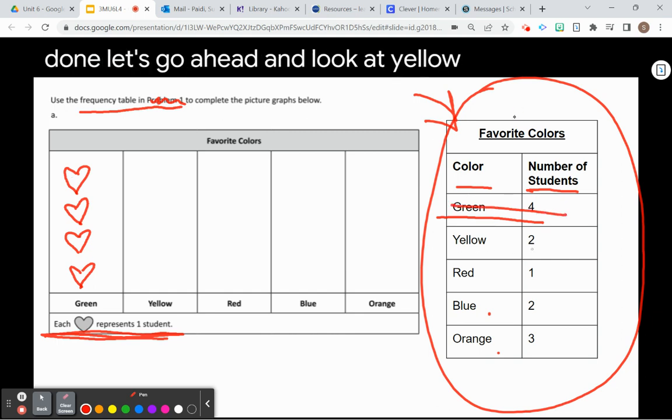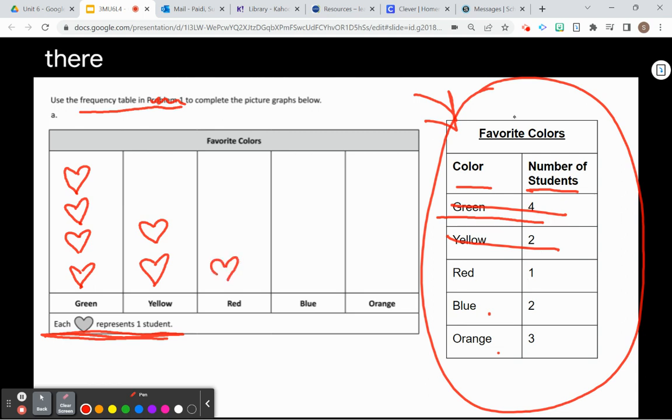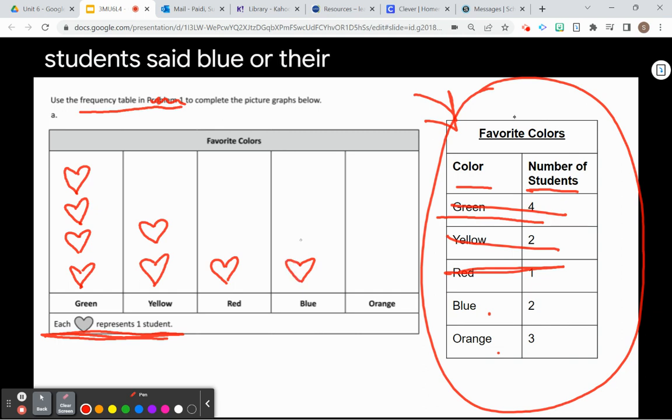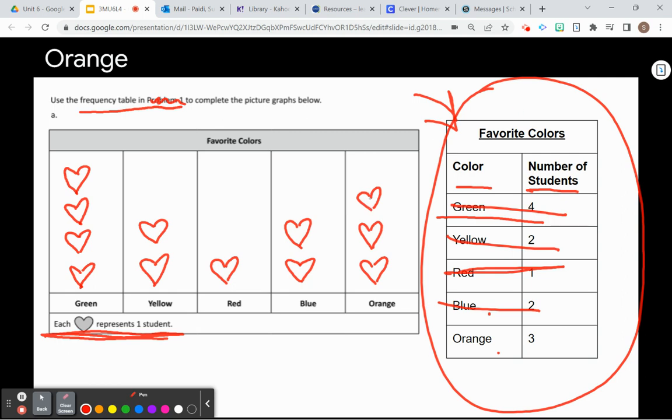Let's look at yellow. Yellow is 2, so we need to draw 2 hearts in yellow. Awesome. Red, we had 1 student who said red was their favorite color. And then we have blue. 2 students said blue was their favorite color, so we need to draw 2 hearts. And last but not least, orange: 3 students said that was their favorite color, so we need to draw 3 hearts in orange. So this is our pictograph.